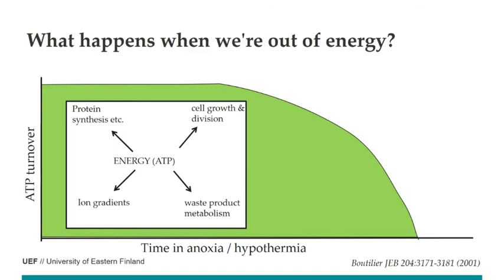In a normal cell, we have maybe 5 millimole per liter of ATP, and it will be reused and reused and reused. So there's ATP turnover. And this ATP turnover can decrease if we don't have oxygen, meaning that there's anoxia, or, for example in the human body, if the temperature in our cells decreases, so there's hypothermia. And for a short time in anoxic conditions, the ATP production can continue.